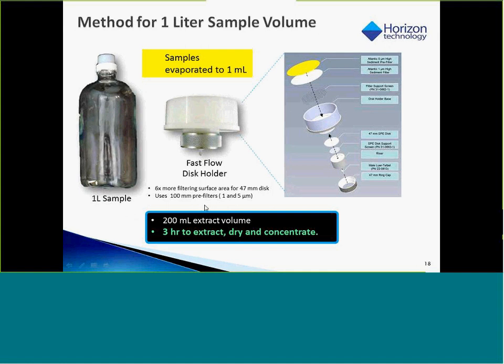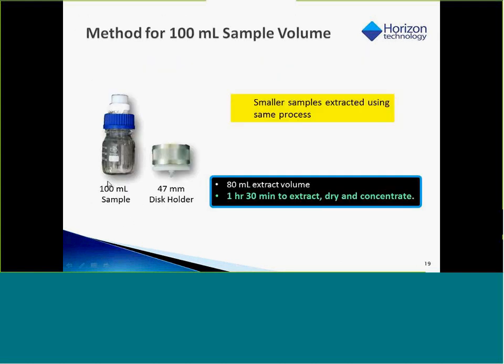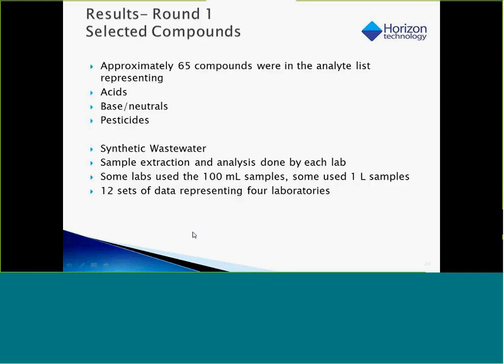samples, 200 ml extract volume, and it took us about 3 hours to extract, dry, and concentrate. Now we used smaller samples, and in some cases we used 100 ml samples, able to use the same process with a 47 millimeter disc holder and a small sample bottle. It had 80 mils of extract volume, and it took us less time, 1 hour and 30 minutes, to extract, dry, and concentrate the sample. So in those cases, we've gotten a very effective extraction system set up and good results from that.